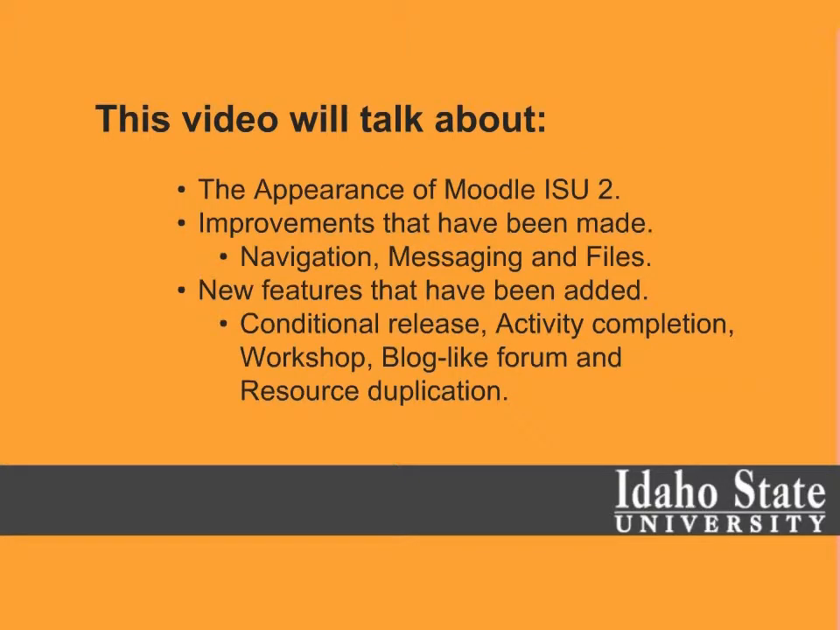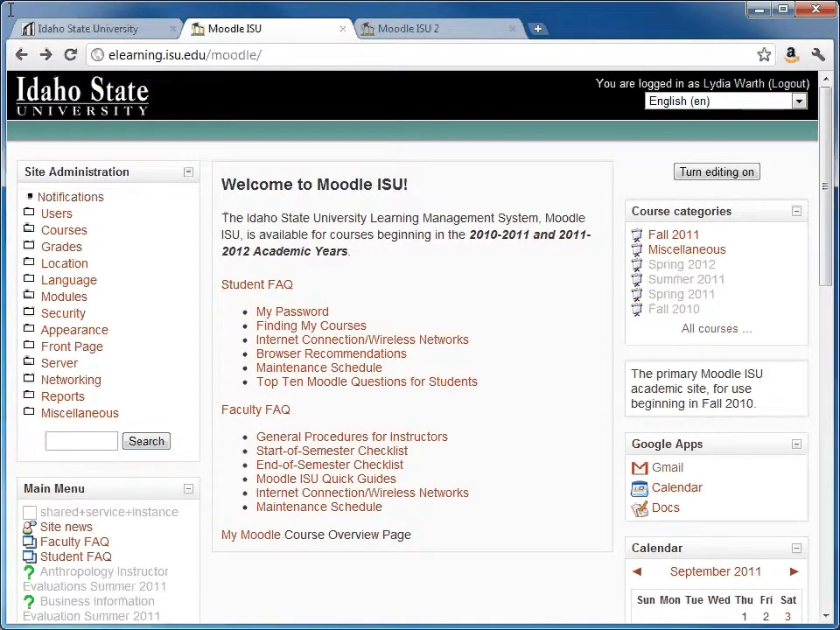In this video, we will be looking briefly at the new appearance of Moodle ISU 2, improvements that have been made including navigation, messaging, and files, and new features that have been added. These include conditional release, activity completion, workshop, blog-like forum, and resource duplication. Let's start by taking a look at the new Moodle.